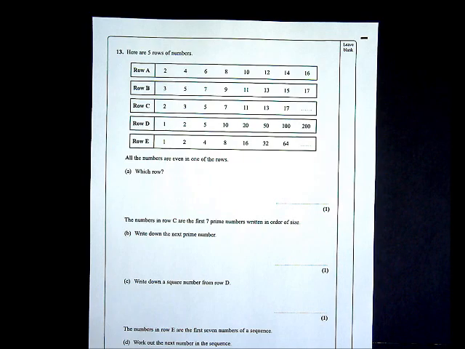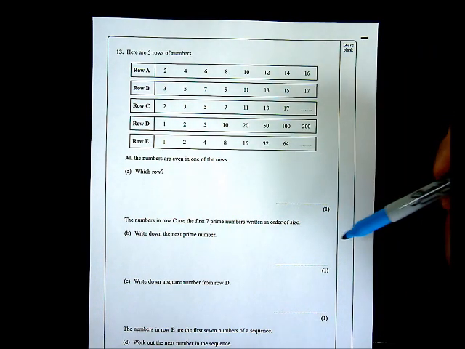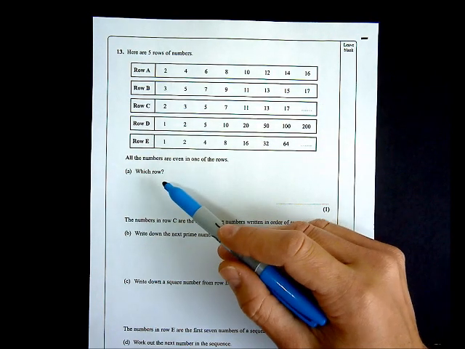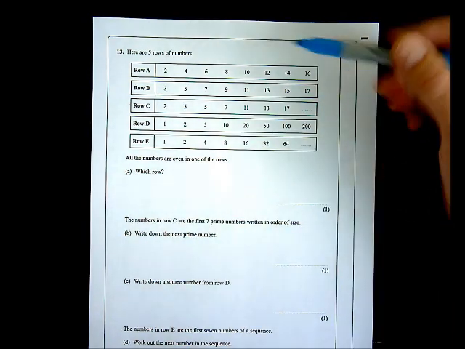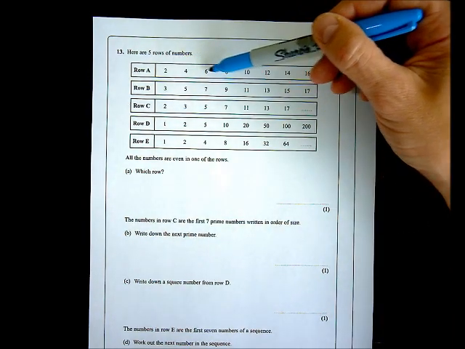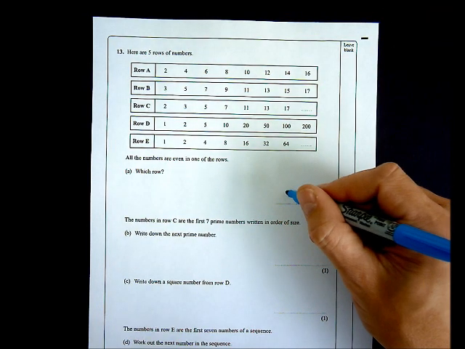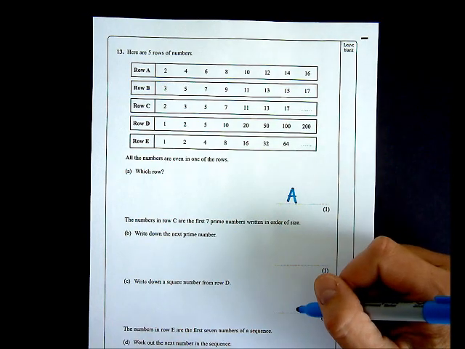On question 13, I'm given 5 rows of numbers A through to E, and I'm asked to work out which row has all even numbers in it. Now if I go down, I can see that 2, 4, 6, 8, 10, 12, 14, and 16 are all even, so that would be row A for the first part.